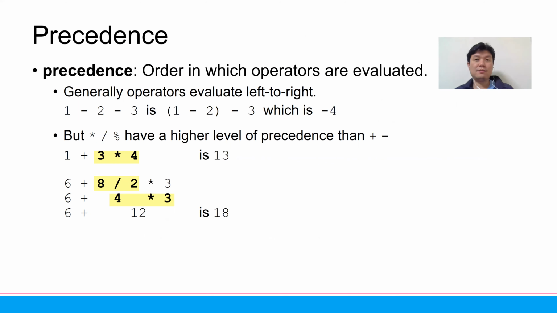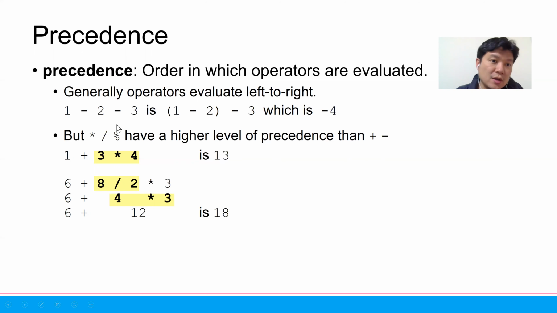And in computer programming, you need to remember that the precedence is important. Okay? The precedence is the order in which the operators are evaluated. So if you have operators like plus and minus, or addition and subtraction, they are in the same order. So 1 minus 2 minus 3 is the same as 1 minus 2, which is minus 1, and minus 3, which is minus 4.